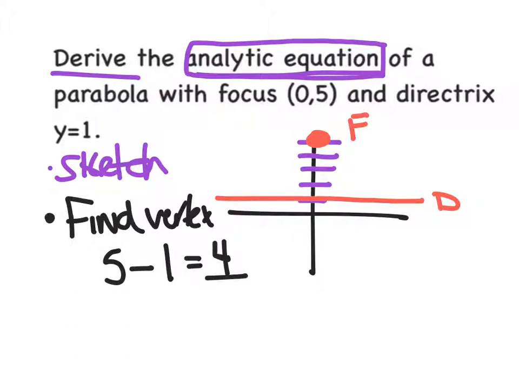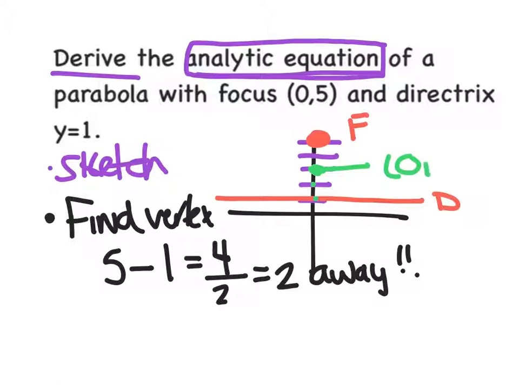And I need to find the middle, so I'm going to cut it in half. So I know I should be 2 away. Okay, not a height of 2, 2 away. So I'm going to take a different color here, and I'm going to go 2 away from my directrix. 1, 2. And I'm just going to make sure this is also 2 away. And I want to label that point. So that is the point (0, 3). Okay, and I'll put a V there for vertex.